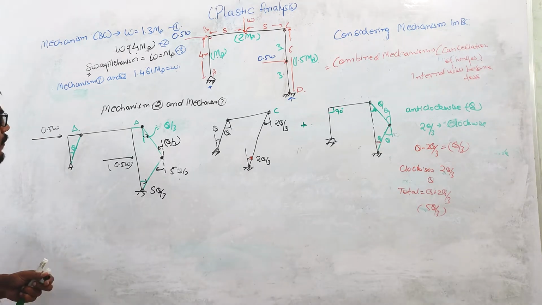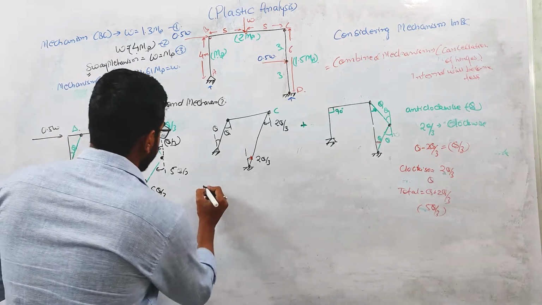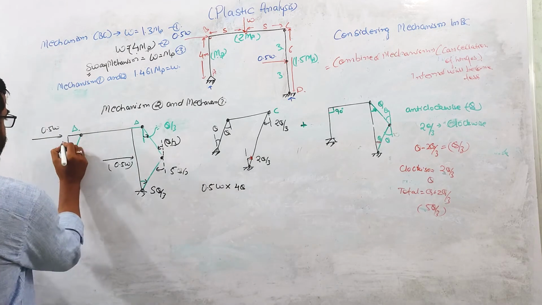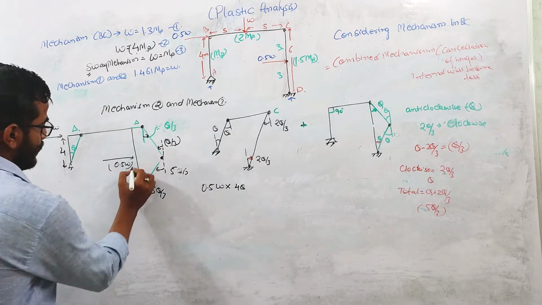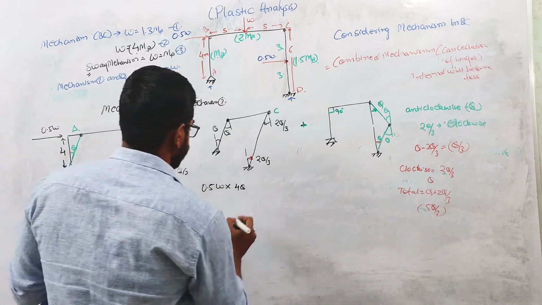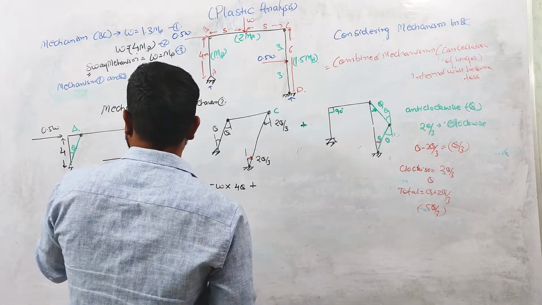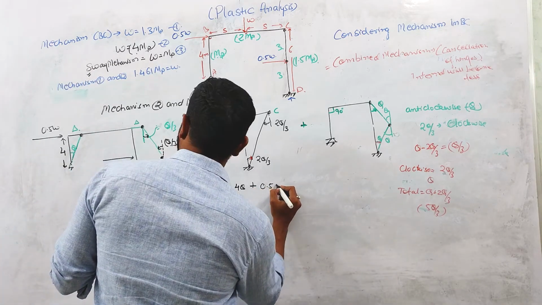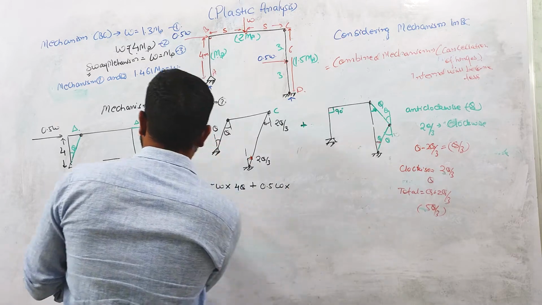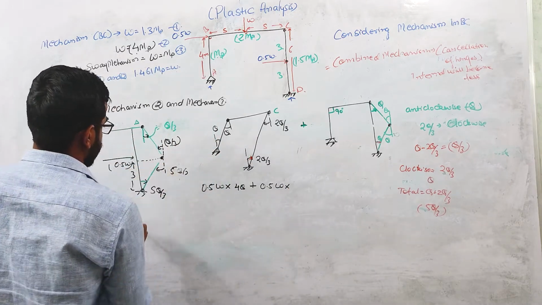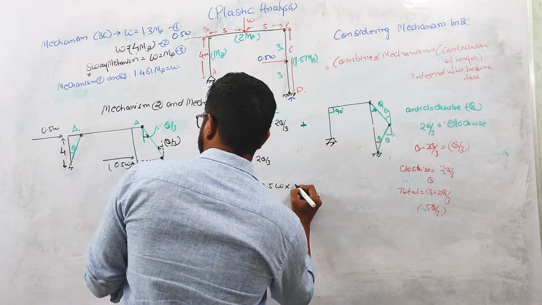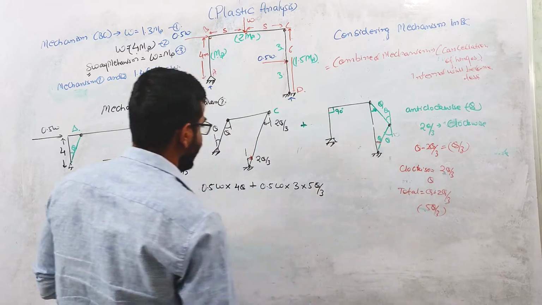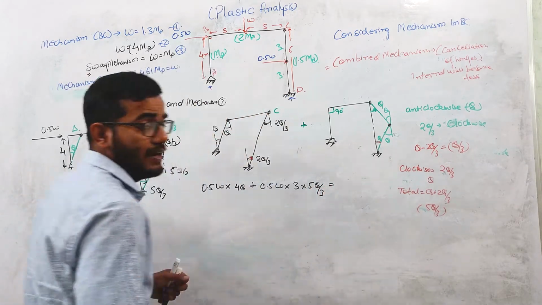So if you apply the principle of virtual work done, what is the value of external virtual work done? It will be 0.5 W into 4 theta. This vertical length is 4, this is 3 meters. Right, plus external work done will take place at the position of this load. So it will be 0.5 W into this distance, into 3, 5 theta by 3, right? And this will be equal to internal virtual work done.